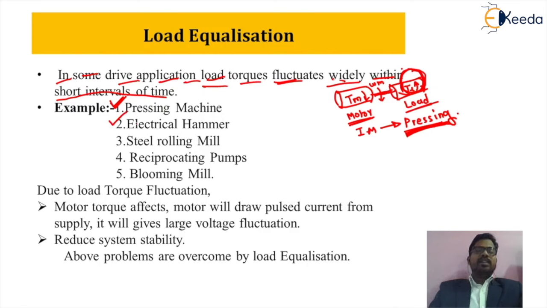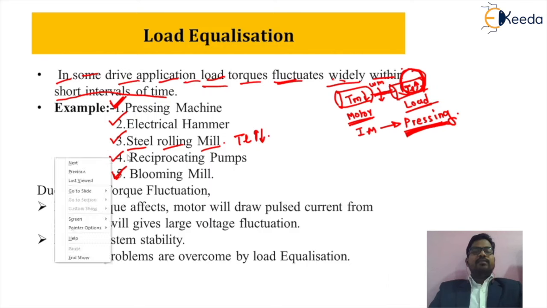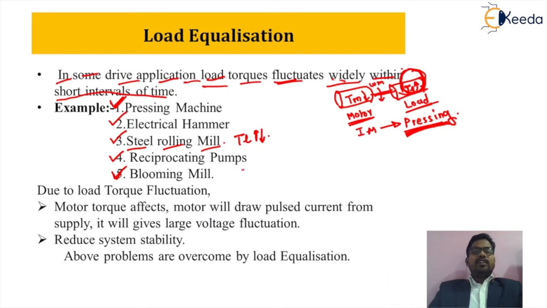Then the second example is the electrical hammer. In an electrical hammer, obviously the value of the load torque will fluctuate. Then the next example is the steel rolling mill, where again the load torque may fluctuate. The next example is reciprocating pumps. Then the next example is the blooming mill. These are some examples from day-to-day industry where the load torque fluctuates.